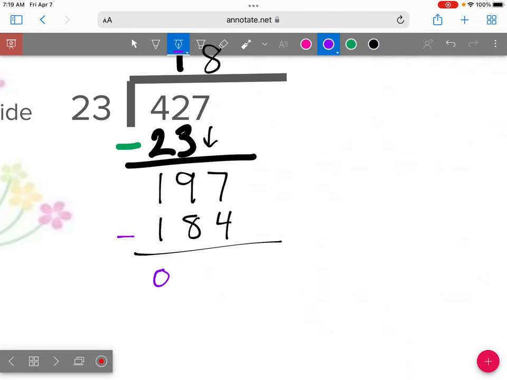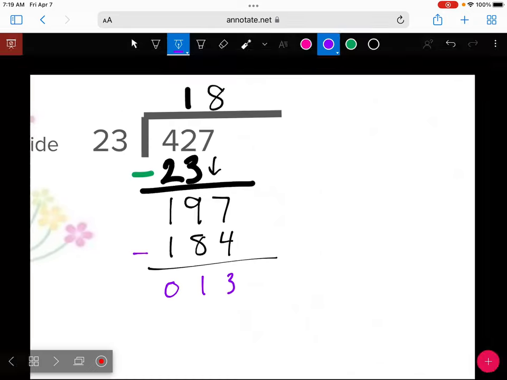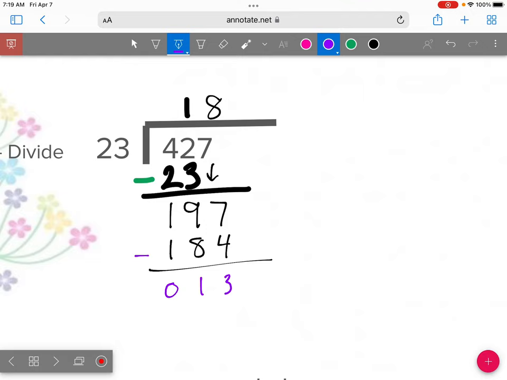So we have 0, 1, and 3, right? Yeah. Cool. As long as we match, we good. So we have an 18 with a remainder of 13. Or we could write this as 18 and 13 23rds. That's how we get our mixed number. We take our remainder and we put it over what we divided by. All right?